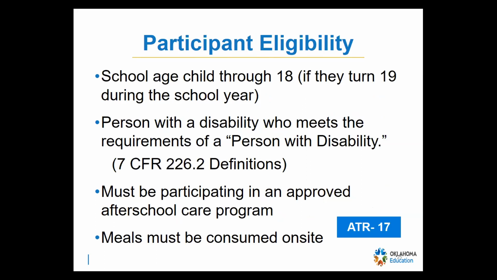To be eligible to participate, they must be school age, a child through age 18. It's okay if they turn 19 during the school year. Or a person with disability who meets the person with disability requirements. They must be participating in an approved after-school care program, and meals must be consumed on site. You cannot take meals off site. I know we're talking pre-COVID. I know there's some things with COVID, but this is on a typical at-risk program, non-COVID.